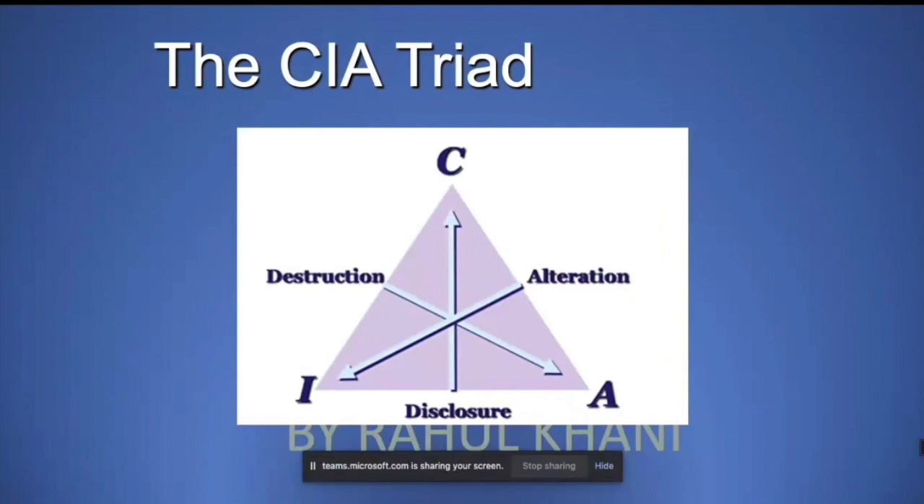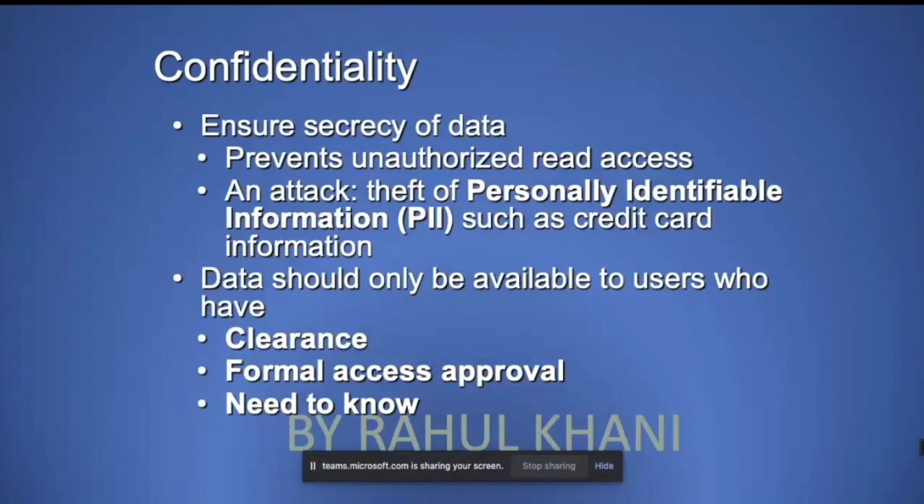So the next comes the opposite of the CIA triad, which is disclosure against confidentiality, alteration against integrity, and destruction against availability, which, as the name states, is easy to understand. So we'll not waste much time on this. We'll just go ahead.